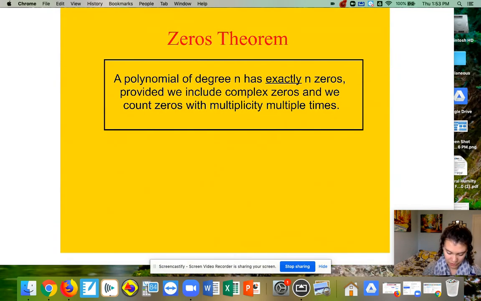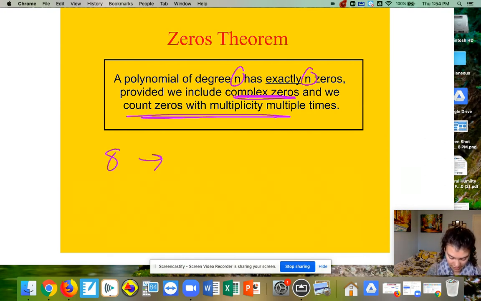Okay, so the zeros theorem says a polynomial of degree n has exactly n zeros, provided you include complex zeros and you count the multiplicity. So if you have a degree 8 function, you'll get 8 zeros. You might have 2 imaginary zeros. You might have x equals 0 3 times, but you're going to have 8 different zeros to add up to the degree of your polynomial.